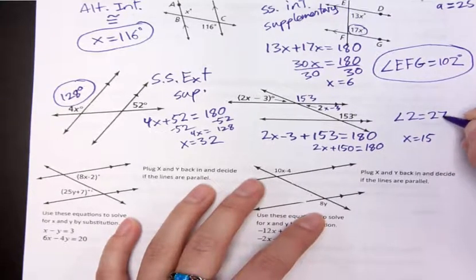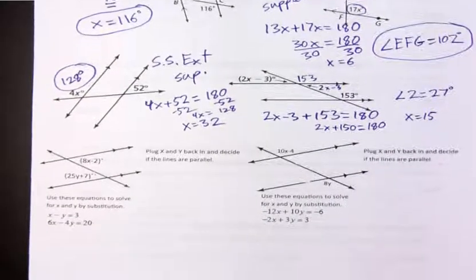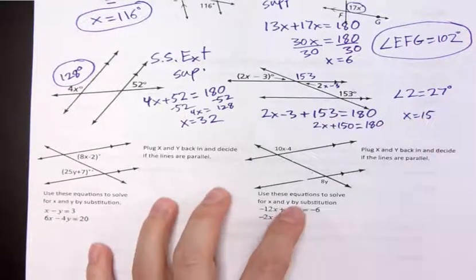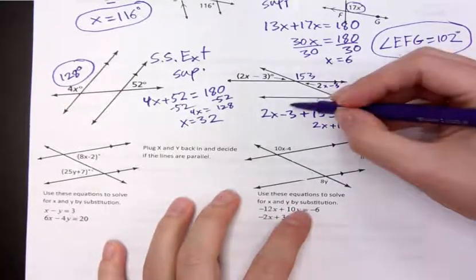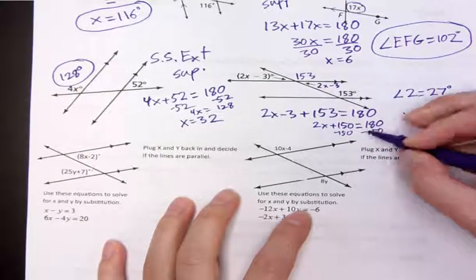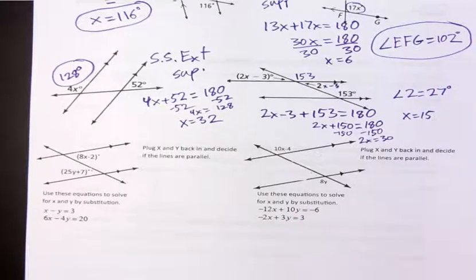Okay, I heard an I don't understand. Do you want me to go through the solve? I'll upload it to Canvas. So 150 was when I combined these, and then you just subtract 150 to get 2x equals 30, and that's how I got x equals 15.